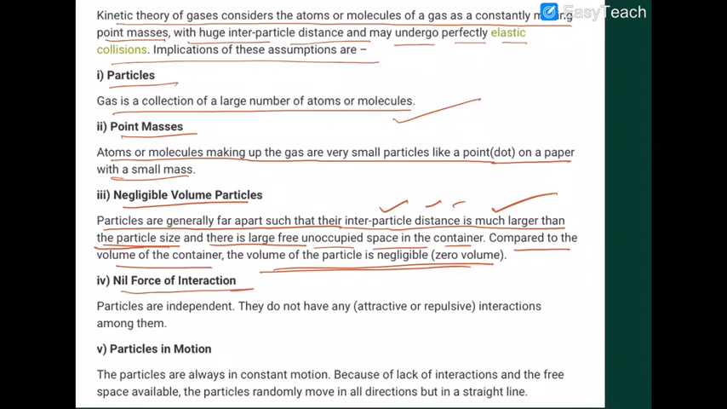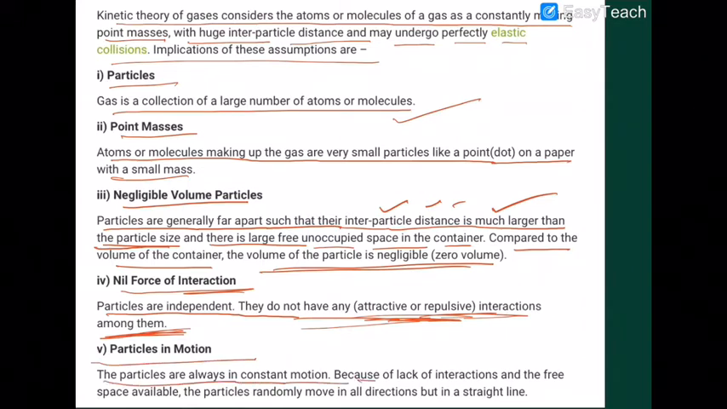Nil force of attraction. Particles are independent, they do not have any attractive or repulsive interaction among themselves. Particles always in motion. The particles are always in constant motion because of lack of interaction and free space available. The particles randomly move in all directions but in a straight line. That is very, very important.